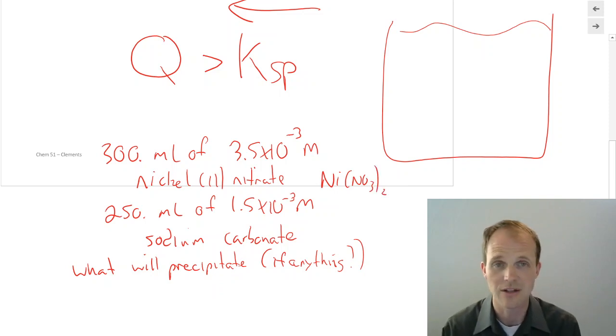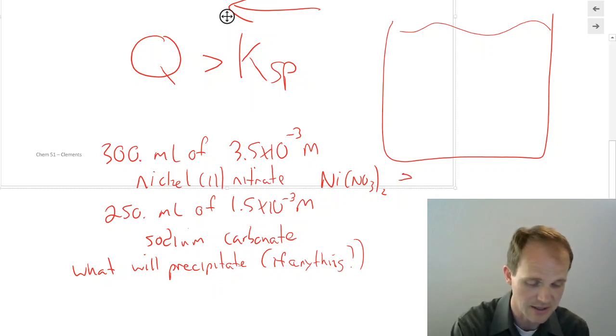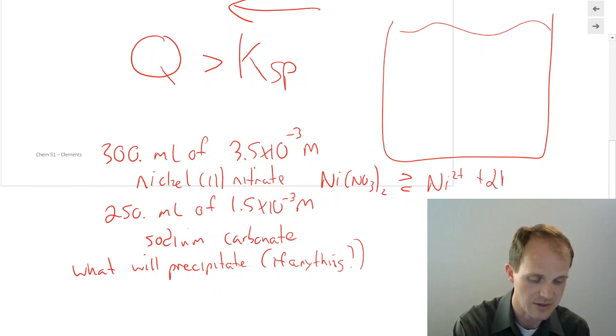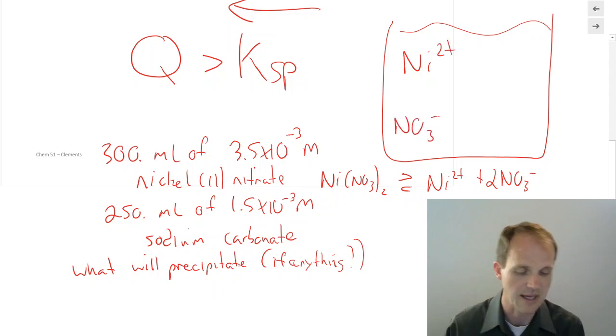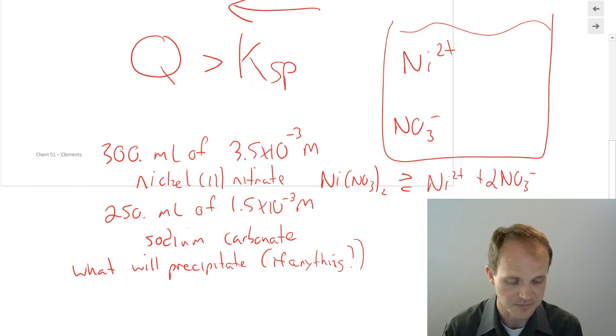But what do we know about all nitrate compounds? They're always soluble in water. What does it mean to be soluble in water? It means it breaks apart into its constituent ions, and you actually get nickel 2 plus and 2 nitrate ions. So we know in our solution we're going to have some nickel 2 plus and we're going to have some nitrate ions. I'm not worried about the stoichiometry in my beaker there, but there is stoichiometry of 2 nitrates for every nickel.